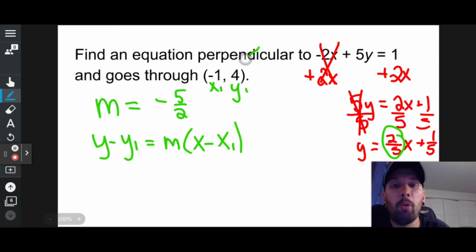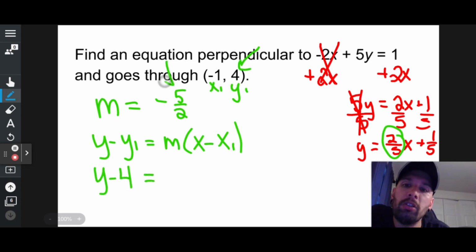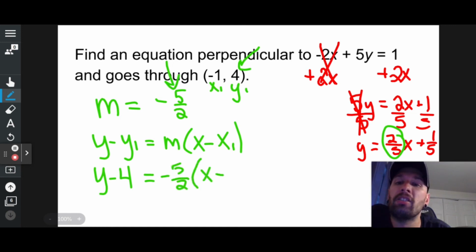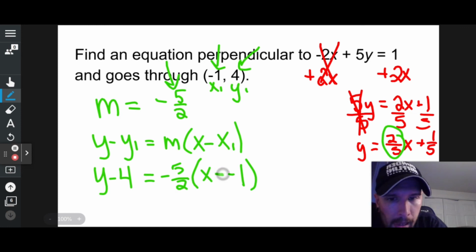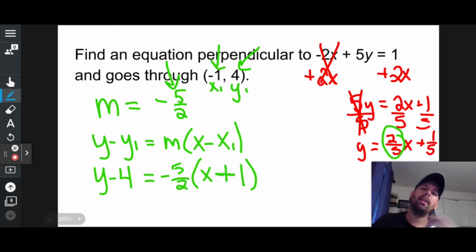My y sub 1 is 4. Y minus 4 equals my m, which is negative 5 over 2, times the quantity x minus x sub 1, which is negative 1. That double negative looks terrible. Yeah, that'll do. And that's it. Point slope form is A-okay with me.